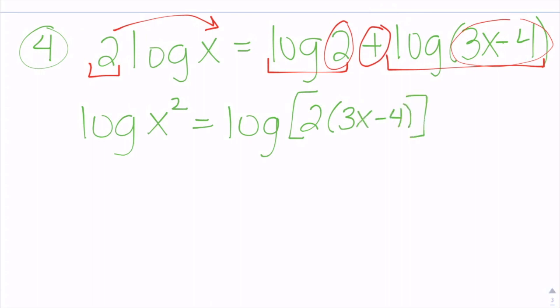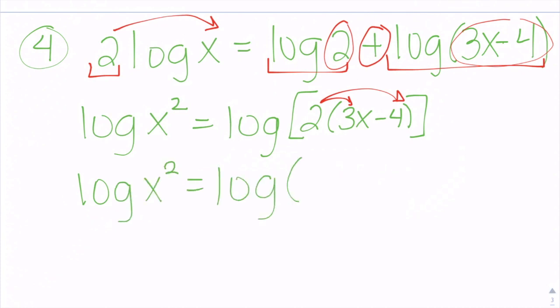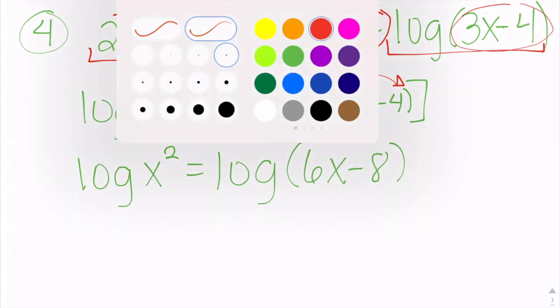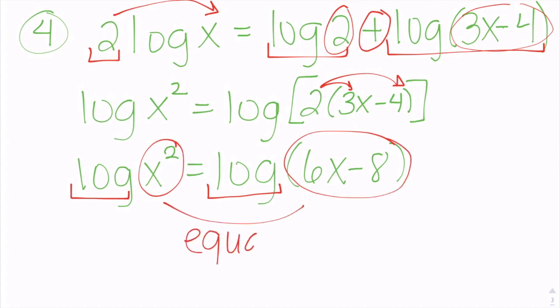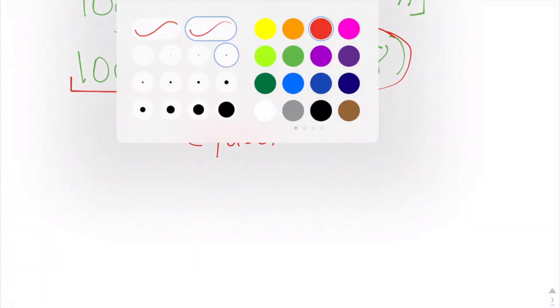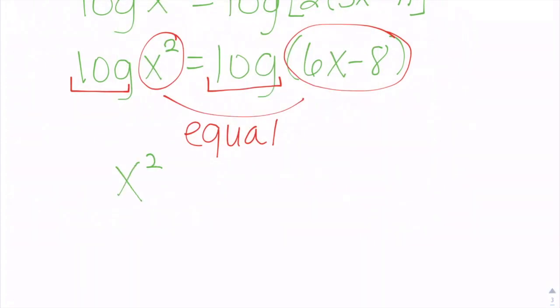And so now I'm going to use distributive property to multiply this 2 through the parentheses there. So we end up with log of x squared equals log of 6x minus 8. And so now if we have the log of some quantity is equal to the log of some quantity, these two quantities have to be equal in order for this to be true, so we can just set them equal to each other and say x squared equals 6x minus 8.